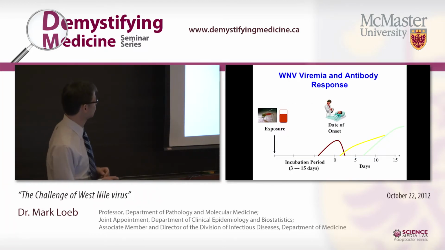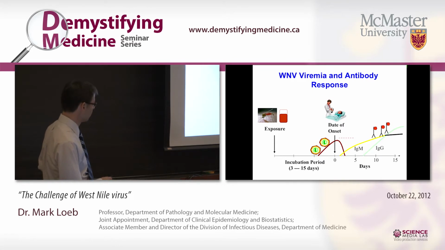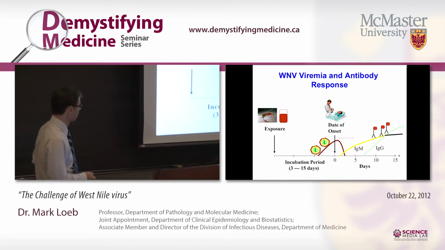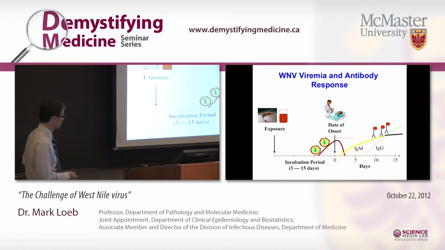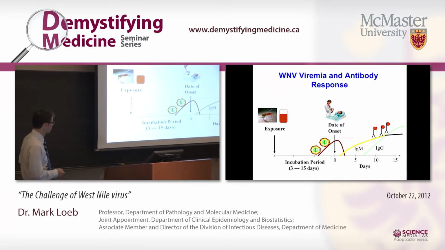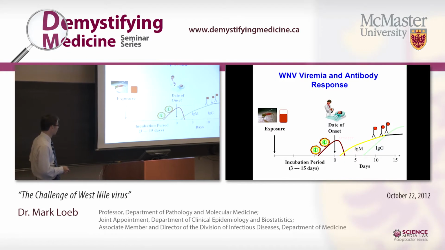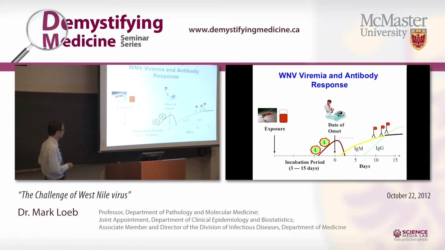This slide just shows you the viremia and antibody response. The incubation period ranges from 3 to 15 days, so roughly up to 2 weeks. Then there is a viremia that occurs, and as I mentioned, there's a relatively narrow threshold there. A person gets ill, so the virus is sort of in the blood a day or two prior to illness. After onset of illness, there's that IgM, and that's what we use to make the diagnosis, and eventually they'll be switching to an IgG response.